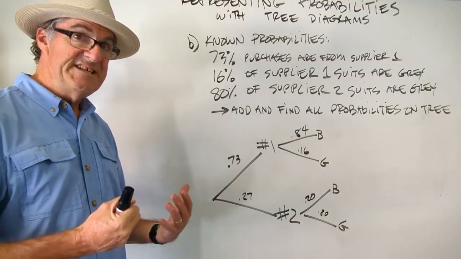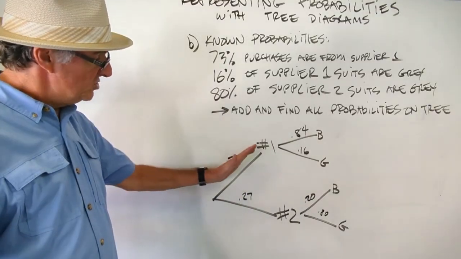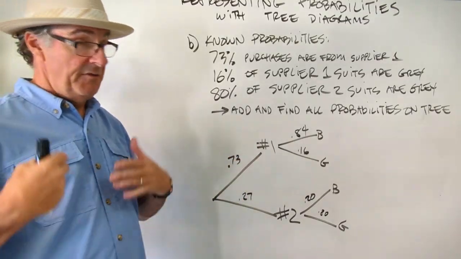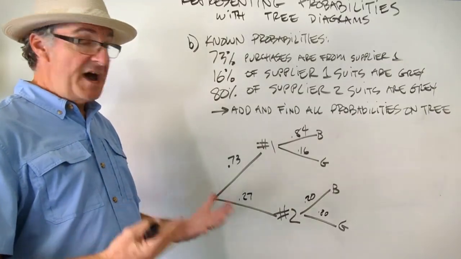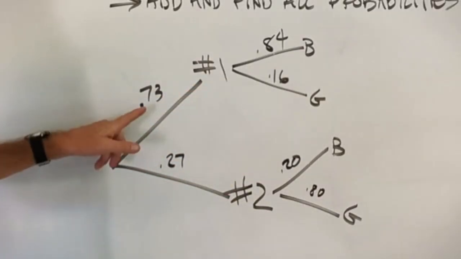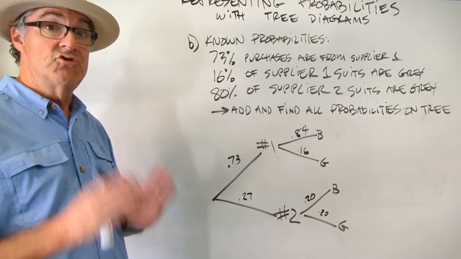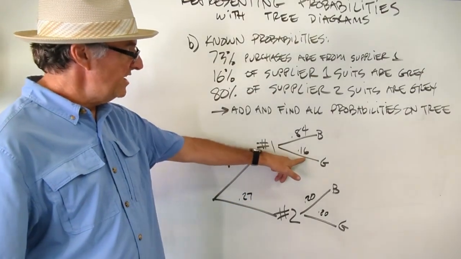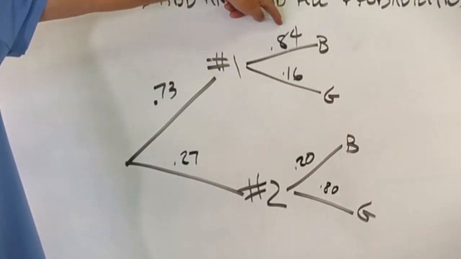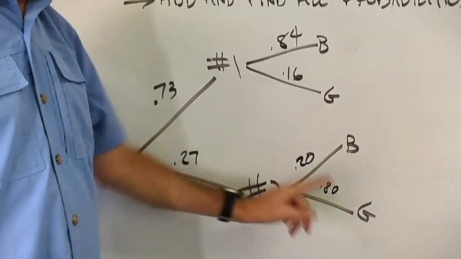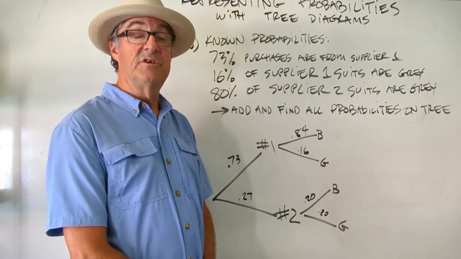Okay, so what I did is I exploited the fact that between supplier 1 and 2, there's 100%. He's buying his suits from 1 or 2. So if this is 0.73, this has to be 0.27 because these add to 1. Same thing here. If that's 0.16, that has to be 0.84. And if that's 0.80, this has to be 0.20.